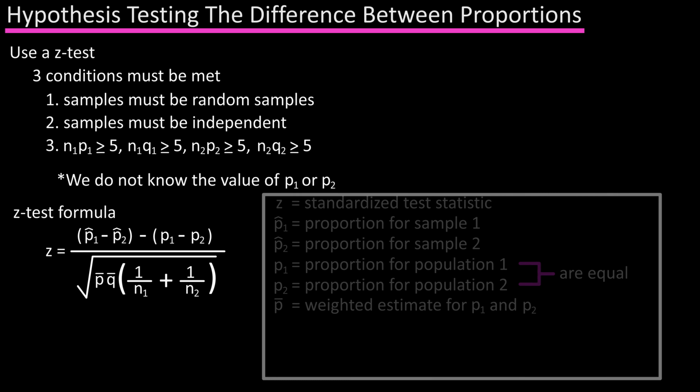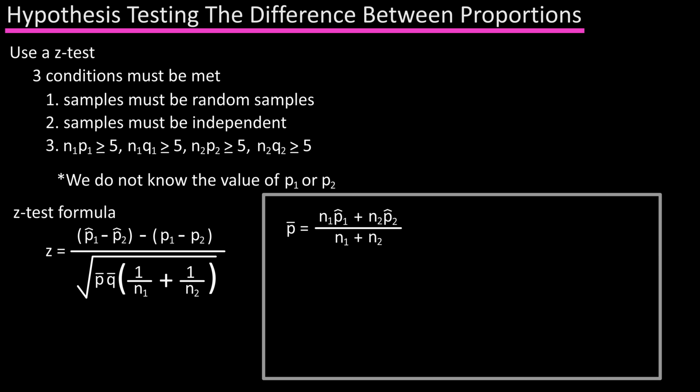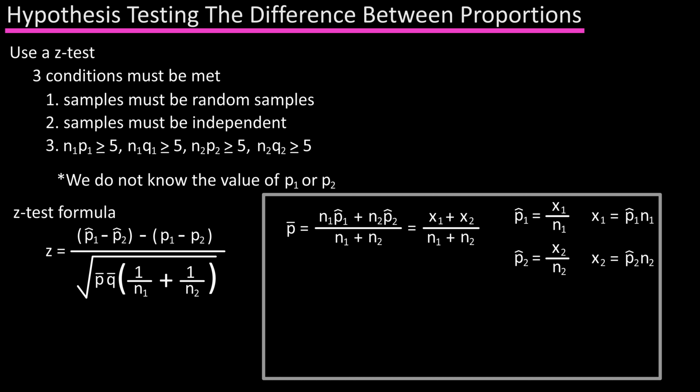The formula for P bar is N1 times P hat 1 plus N2 times P hat 2 divided by N1 plus N2. And this formula is oftentimes shortened to P bar equals X1 plus X2 divided by N1 plus N2. These are equal to one another because the formulas for calculating P hat 1 and P hat 2 are X1 over N1 and X2 over N2.